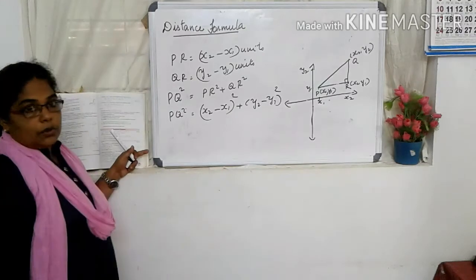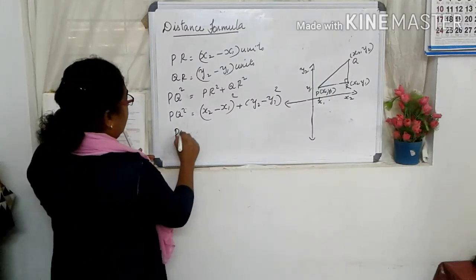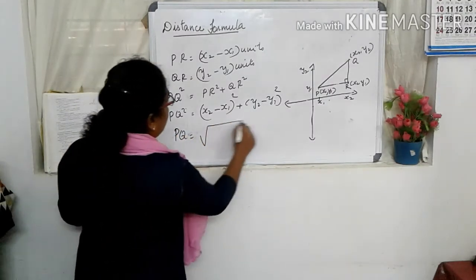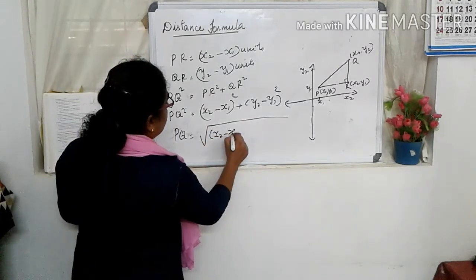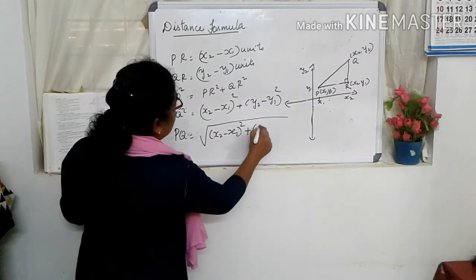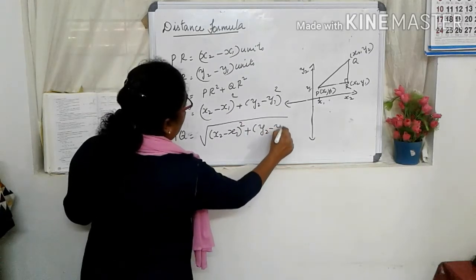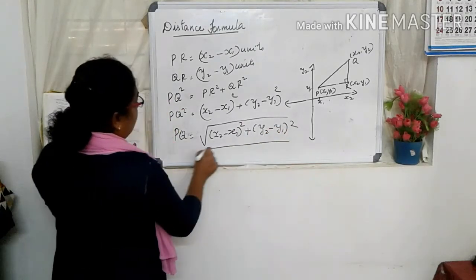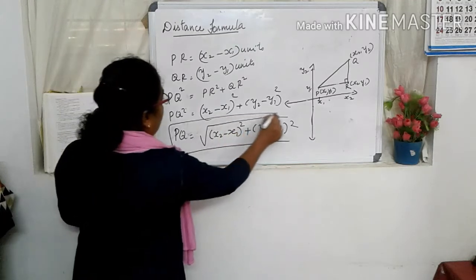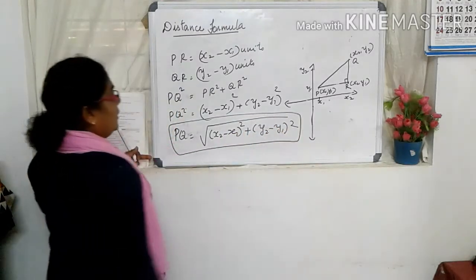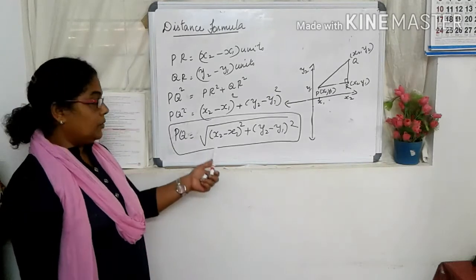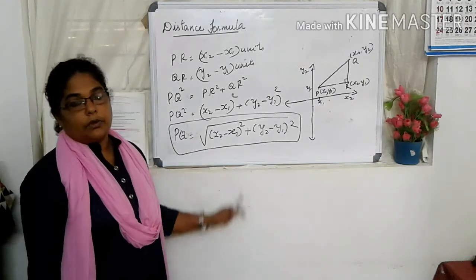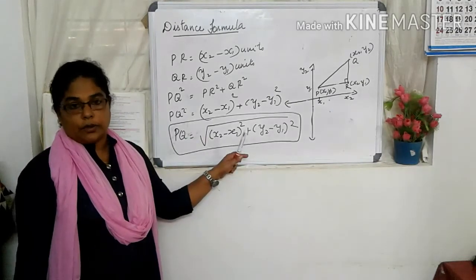This is PQ square. So, what is the value of PQ? How to take the root? Now, square root of x2 minus x1 whole square plus y2 minus y1 whole square. This is our distance formula. To find the distance between 2 points, we can use this distance formula. PQ is equal to root of x2 minus x1 whole square plus y2 minus y1 whole square.